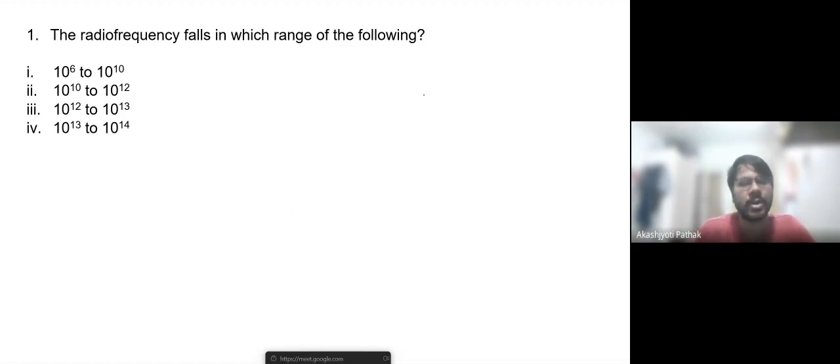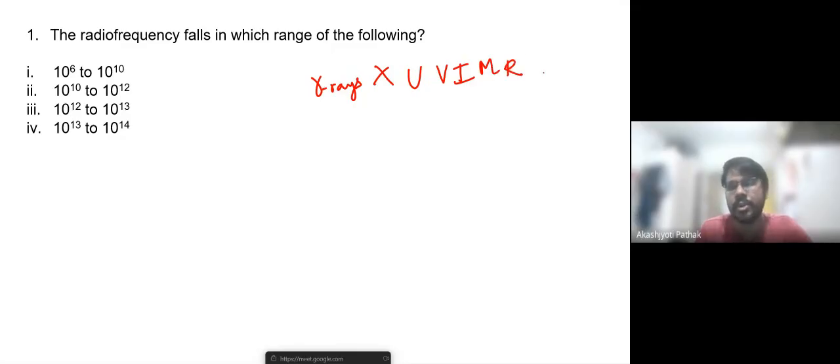The radio frequency falls in the range of the following. You know that the electromagnetic spectrum ranges from gamma rays, X-rays, UV rays, then visible light, then infrared rays, then microwaves, and then radio waves. If you consider the electromagnetic spectrum arranged in order of energy, then the radio waves have the least energy. Least energy means they will have the least frequency.